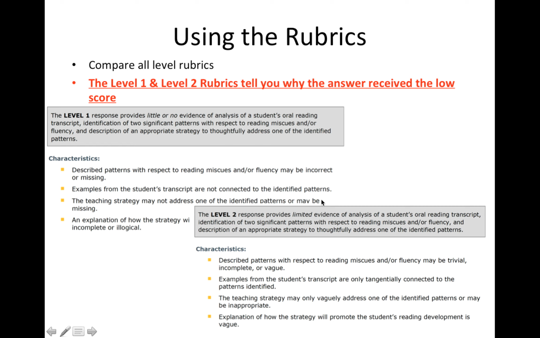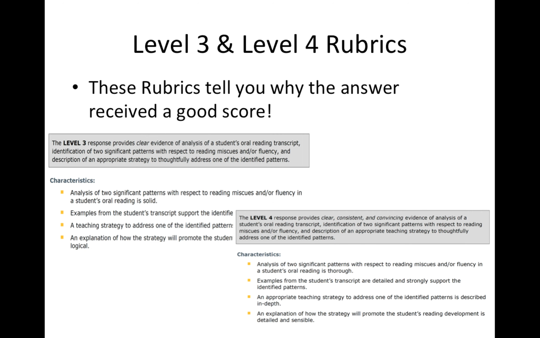So again, Level 1 and Level 2 tell you why the answer received a low score, whereas Level 3 and Level 4 tell you why the answers received a good score. I do want to point out that, as with the terminology on all National Board rubrics, a Level 3 is clear evidence, whereas a Level 4 is clear, consistent, and convincing. So even if you see 2 bullets that appear to be the exact same on a Level 3 and a Level 4, remember, they are not, because that Level 4 rubric is clear, consistent, and convincing.